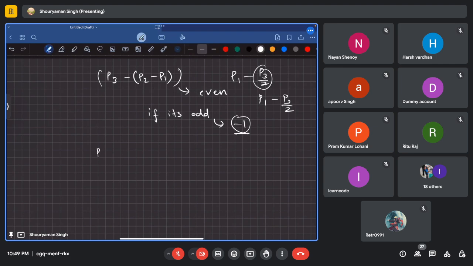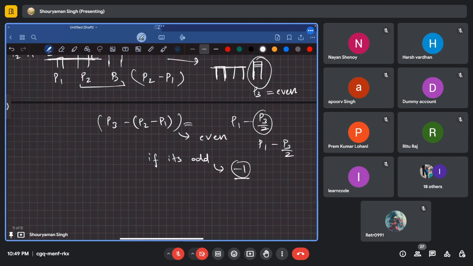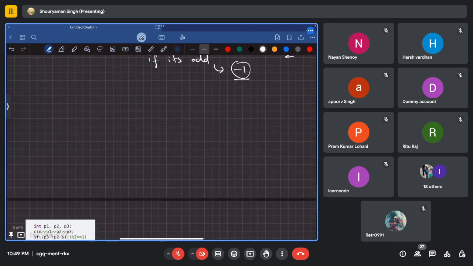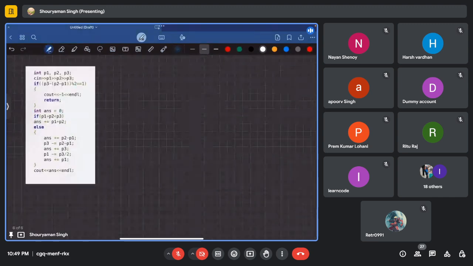So yes. If this part is even, then you go ahead and do. Let me show the code. It would be better actually that way.